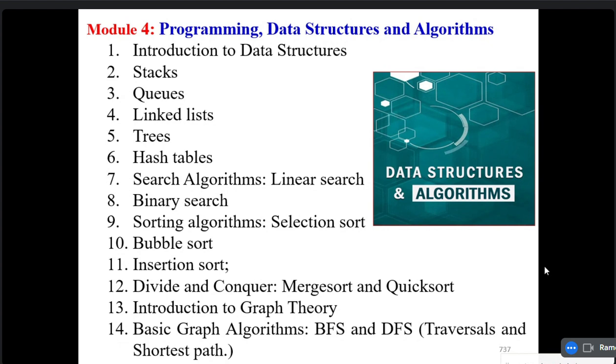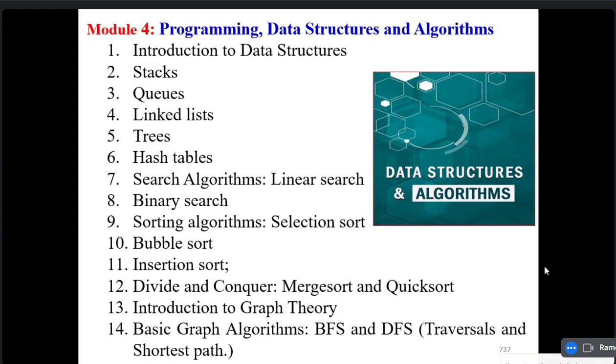So in this module, we are explaining 14 topics like introduction to data structures. Data structures is a systematic way of organizing data and accessing the data and representing the data in any fashion, like linear fashion, non-linear fashion. Linear fashion with the help of arrays, stacks, queues, linked list we are performing, and non-linear data structures like trees and graphs. So there are two types of data structures. One is linear data structures and another one is non-linear data structures.